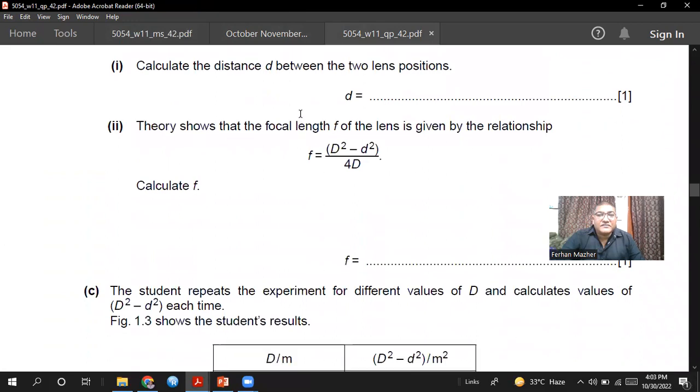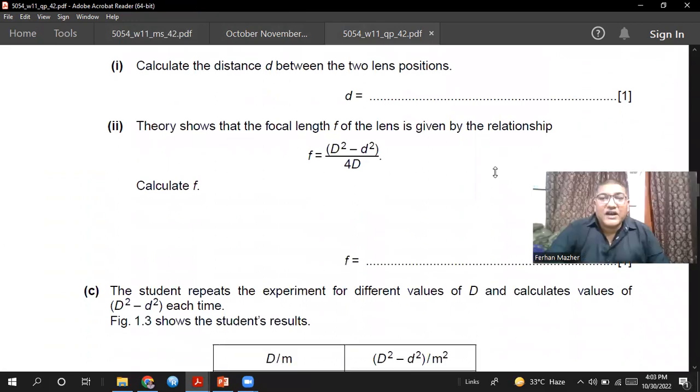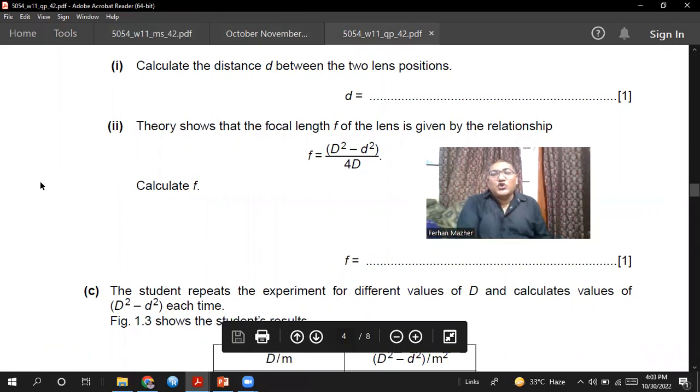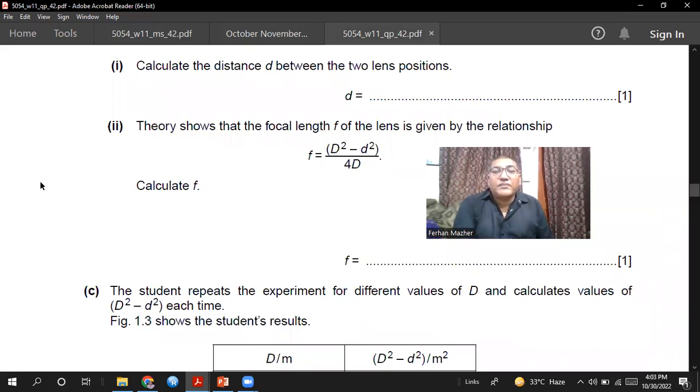He says that theory shows that the focal length f of the lens is given by the relationship f equals, in the numerator, D squared minus d squared, divided by 4 into D. Calculate f. Okay, so we have the value of capital D, that is 1 meter. We have the difference of the positions of the lens, small d, which is 0.14 meter, and so divided by 4D.